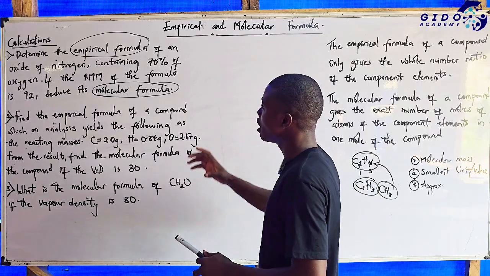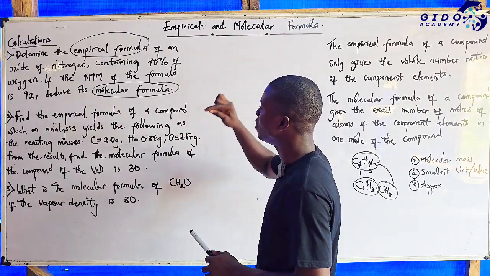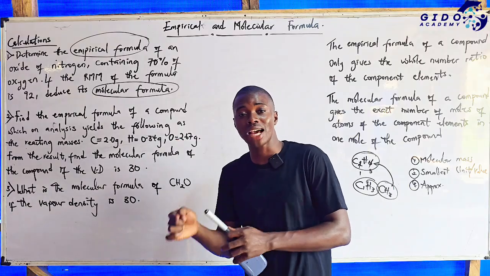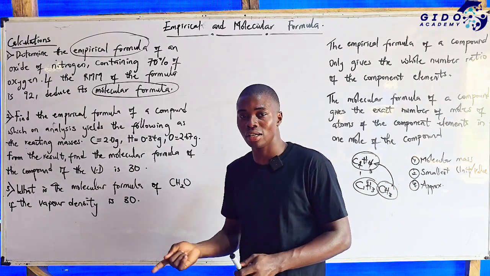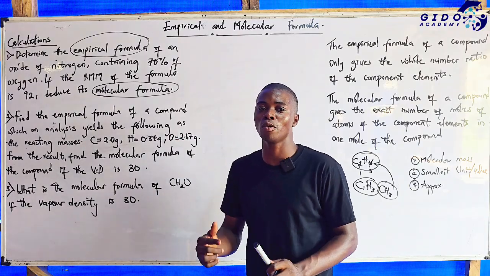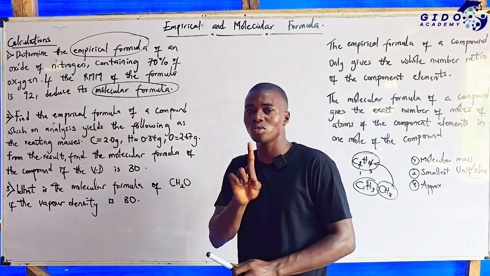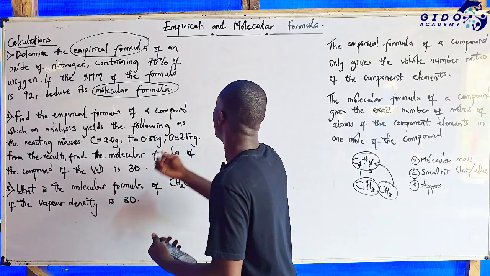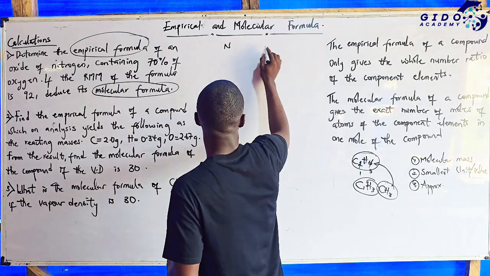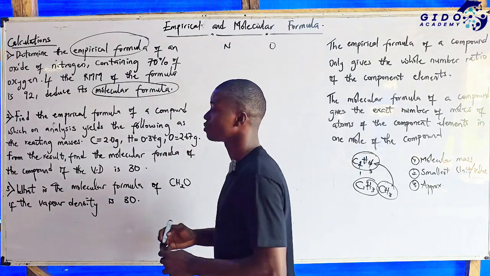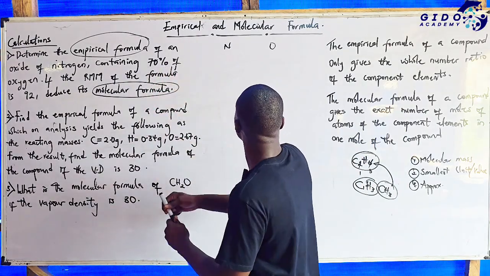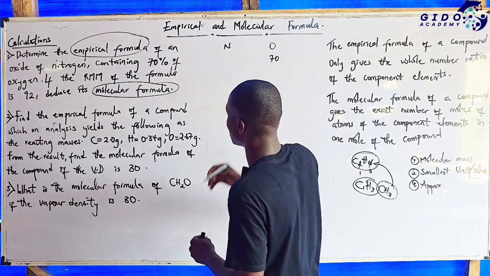Let's start. If you look at question 1, it says determine the empirical formula of an oxide of nitrogen. Oxide of nitrogen means nitrogen oxide, but we have different kinds of oxide, so which of them are we talking about? We have nitrogen and oxygen. So here you write your nitrogen, then here you write your oxygen. Then it said containing 70% of oxygen. So oxygen here is 70%.